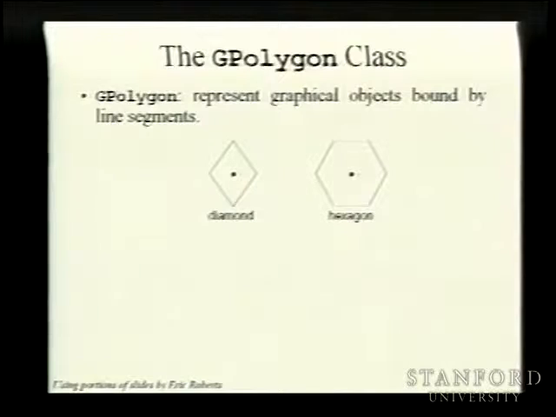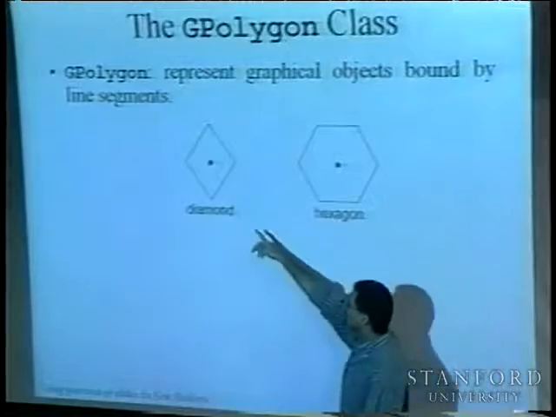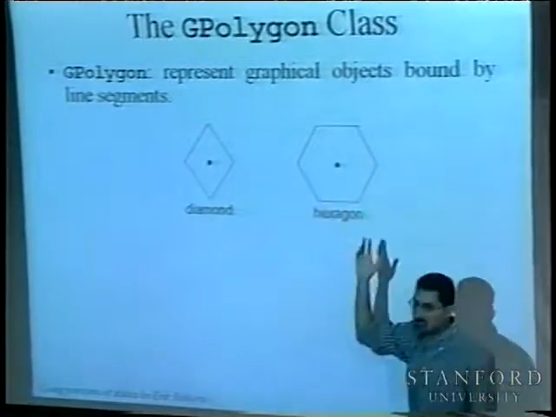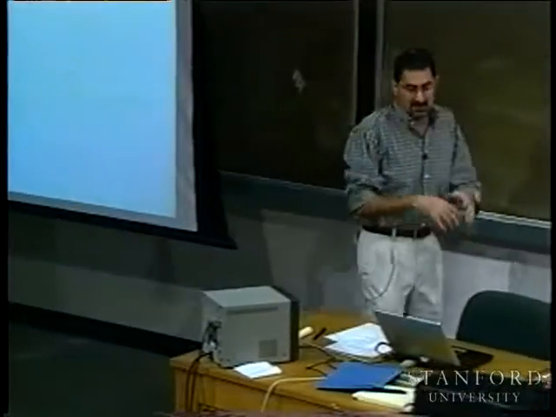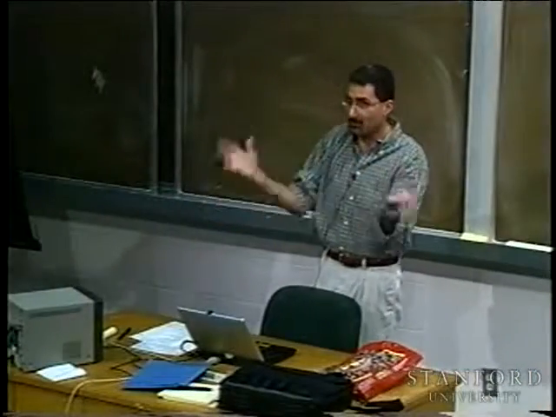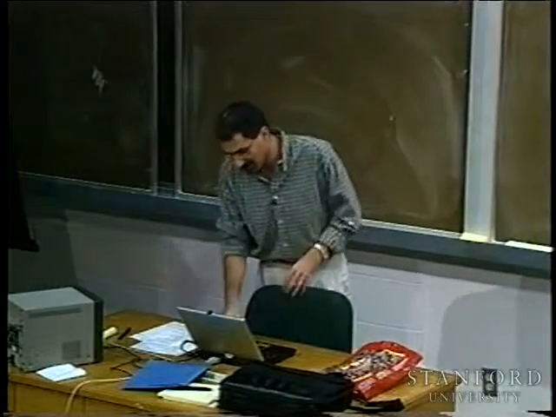Okay? There's also this class called Polygon, and Polygon's kind of a fun, interesting, cool class. What it lets you do is it represents graphical objects bound by line segments, right? So we need to get a little bit more formal. But here's a little diamond. Here's a hexagon. They're just polygons, right? And all a polygon basically is just something that has multiple sides on it. That's where poly comes from. It just means many, okay?